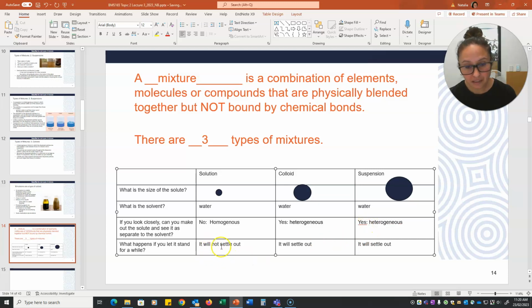Now, if you let a solution sit for a while, it won't settle out. If you let the colloid sit for a while, it will eventually separate into solute and solvent. Same for a suspension. So that is mixtures.